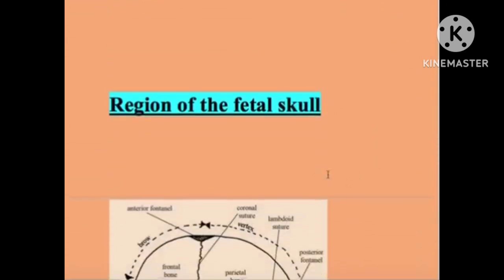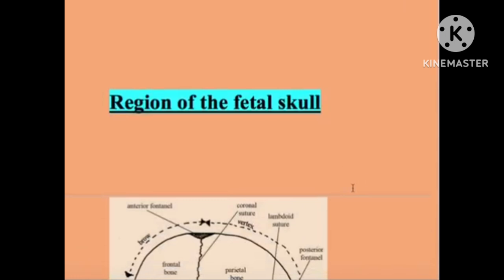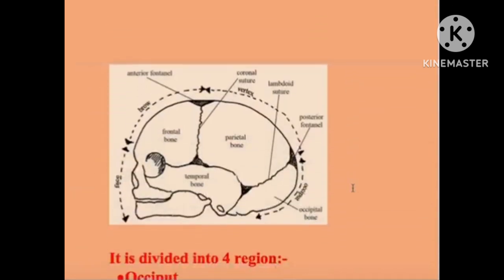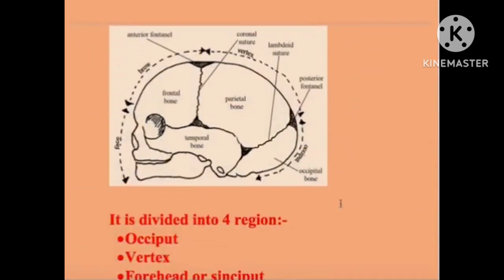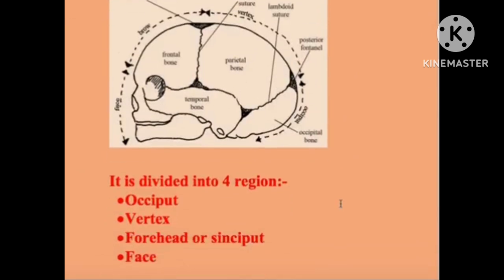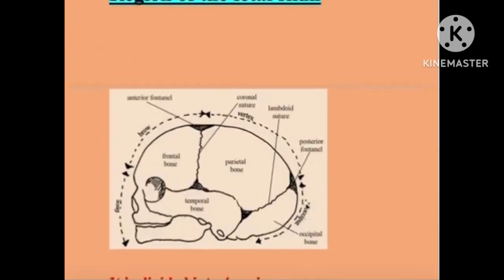Next is the regions of the fetal skull. How many regions are present in the fetal skull? The fetal skull is divided into four regions: occiput, vertex, brow and face. So these four regions are present in the fetal skull.